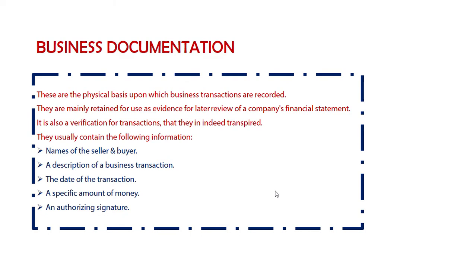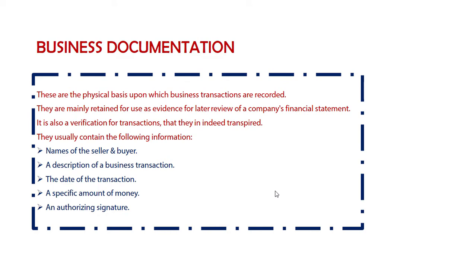Now, business documentation usually contains the following information. 1. The names of the seller and the buyer. A transaction is an interaction between two people, so definitely it has to capture those names. 2. The description of the business transaction, what really transpired to bring up the documentation. 3. The date that the transaction transpired. 4. The specific amount of money involved. 5. An authorizing signature. Without an authorizing signature, the document cannot be relied upon.